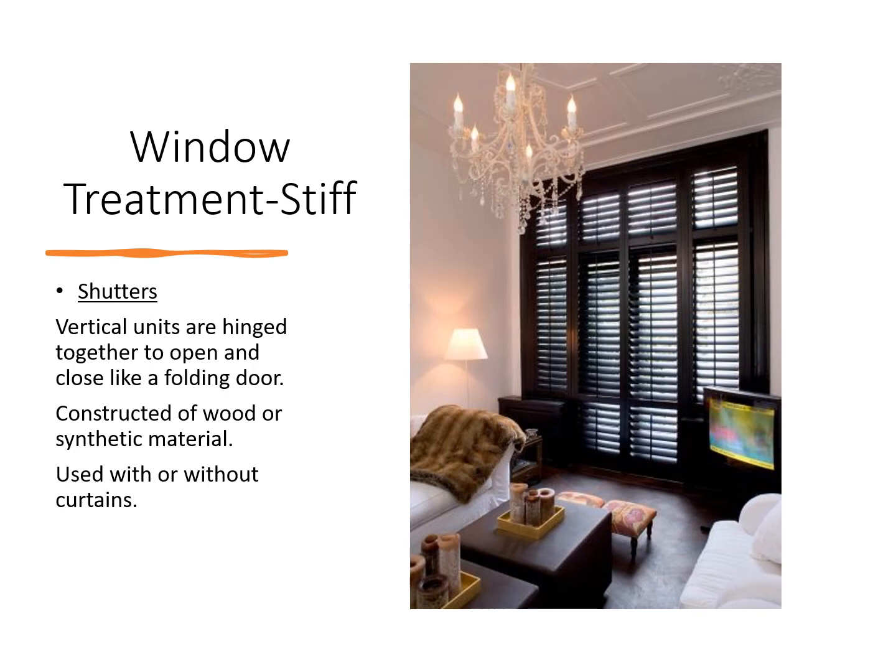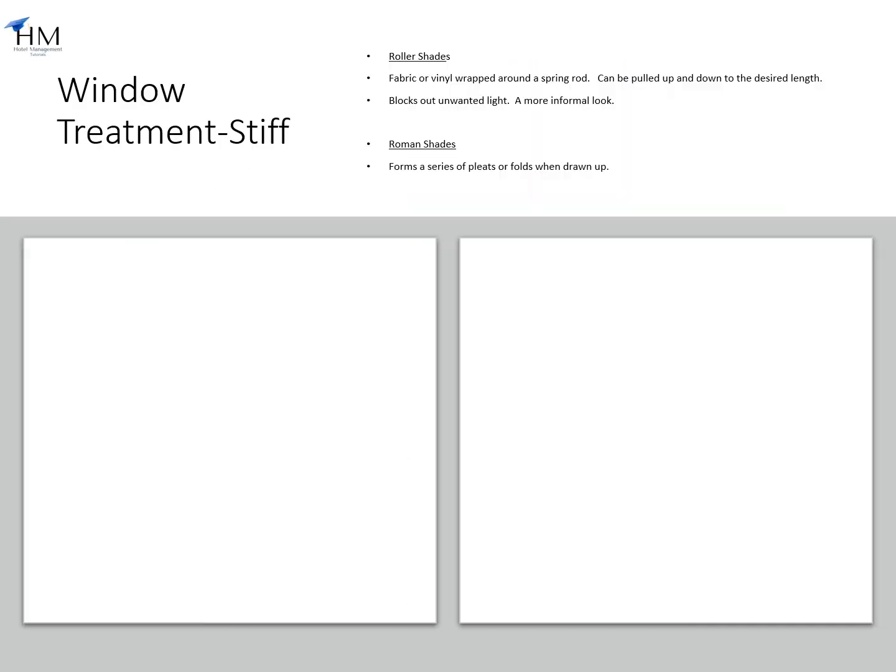Now we will discuss the second classification of window treatment, that is stiff window treatment. Under this, first of all we will discuss shutters. Shutters are vertical units that are hinged together to open and close like a folding door. Number 2, they are constructed of wood or synthetic material. Number 3, they are used with or without curtains.